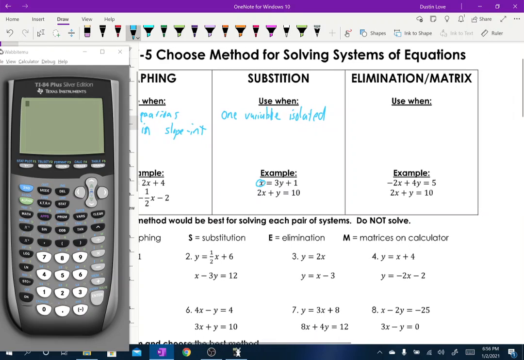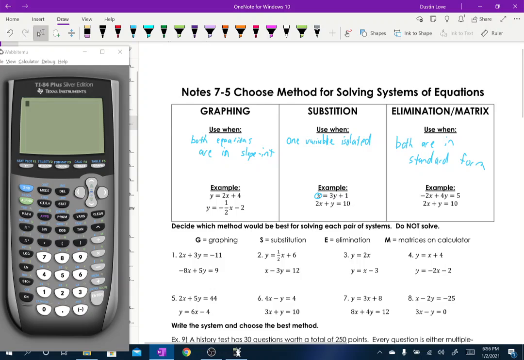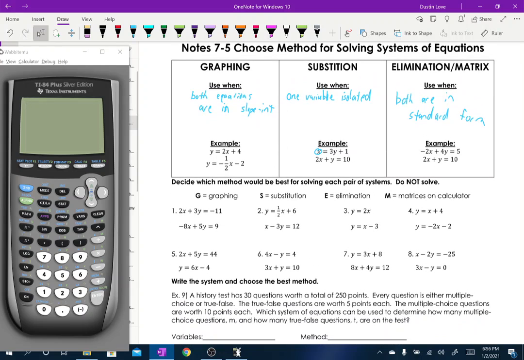Now, elimination or matrix, when am I going to use? Essentially, for me, it's every time. But for practical purposes, though, it's whenever both are in standard form. So you can see here I've got ax plus by equals c, ax plus by equals c. They're both set up that way. Okay, now which one would be best for these? Again, we're not going to solve, we're just going to go through and label them.